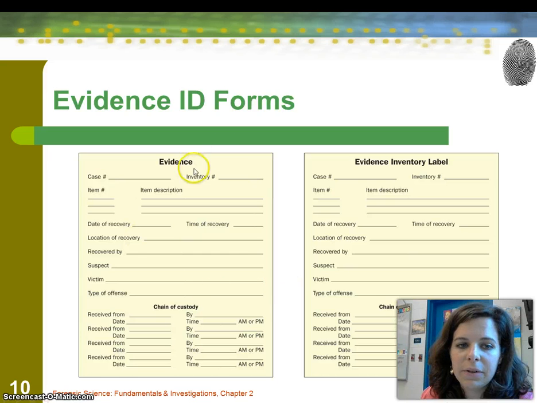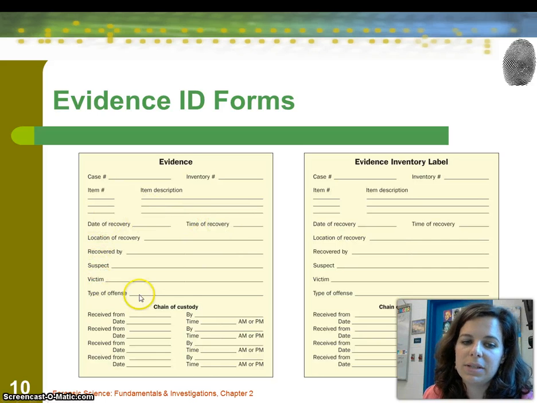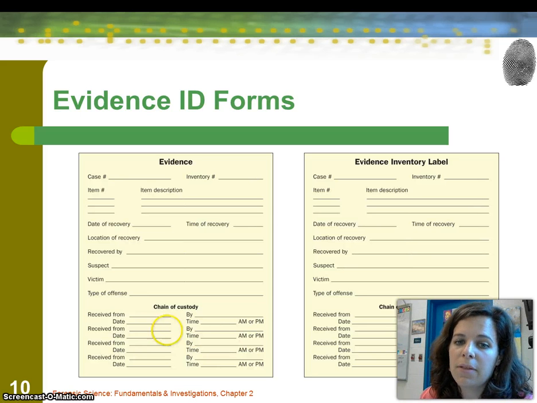Here's an evidence ID form. It's very specific: the case, the inventory number, the item number, a description of it, where it was recovered, by whom, who the suspect and the victim are, and the type of offense. And as the bag is opened and closed, the chain of custody needs to be kept. So you write who you received it from and the date, who you are, and the time. Then you put it back in and seal it the same way, by writing your name over the label.